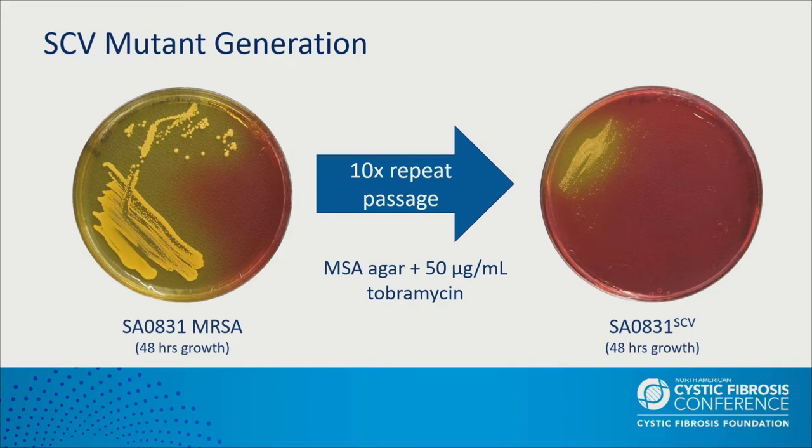When we did this in vitro, we did 10 passages, and we found that it caused a stable colony formation of SCVs. So this SCV was stable out to 5 passages on mannitol salt agar, indicating that it is maintaining that SCV phenotype.